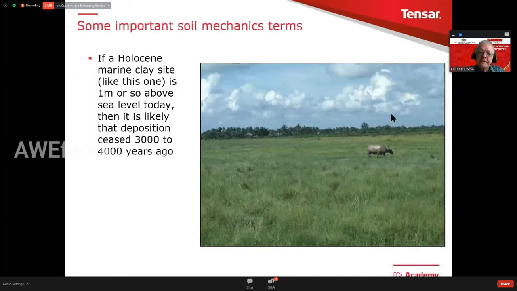One important point is that if you're standing on a site which is underlain by marine clay, like this one in Malaysia, what you can be sure of is that if it is currently above sea level, deposition ceased about 3,000 to 4,000 years ago. And that is quite an important thing to realize.